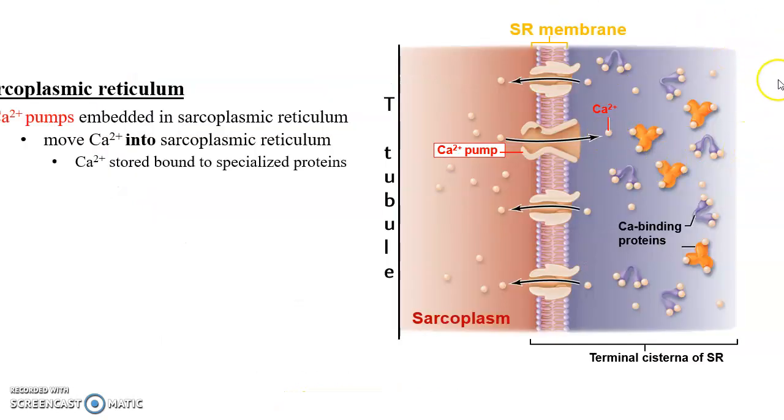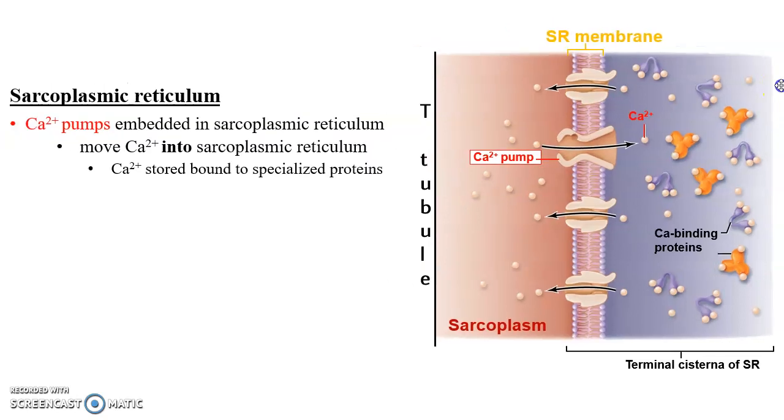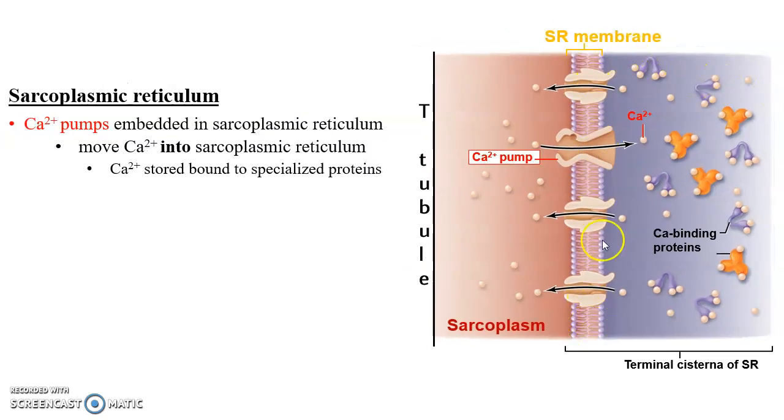So here we have the membrane of the sarcoplasmic reticulum, lots of calcium ions inside of it, some calcium ions outside, and calcium ions are constantly being pumped into the sarcoplasmic reticulum and then bound to proteins to help in the storage of the calcium ions. So that is when it is at rest. Energy is being expended to pump calcium ions into the sarcoplasmic reticulum.